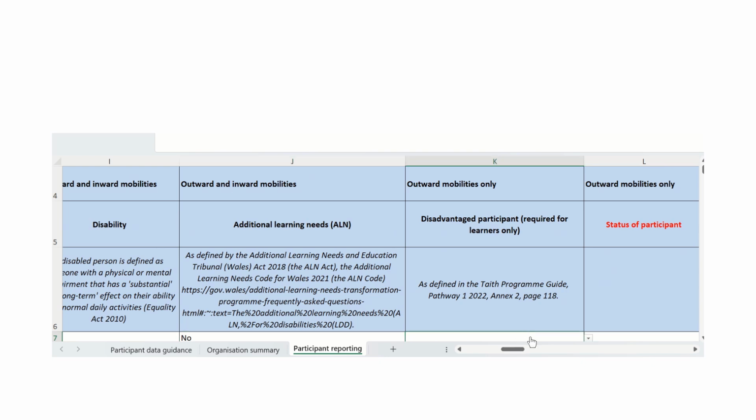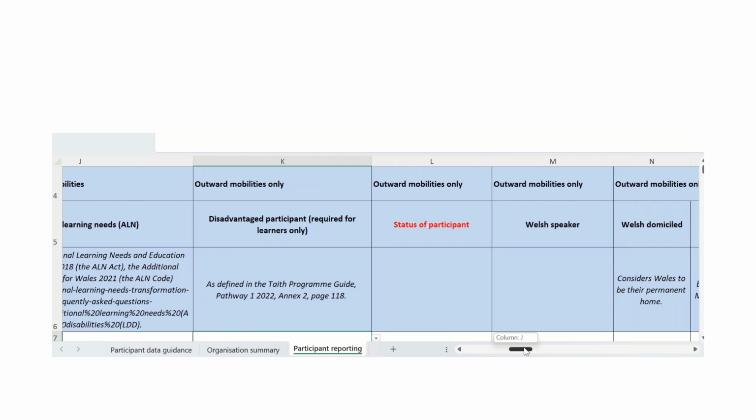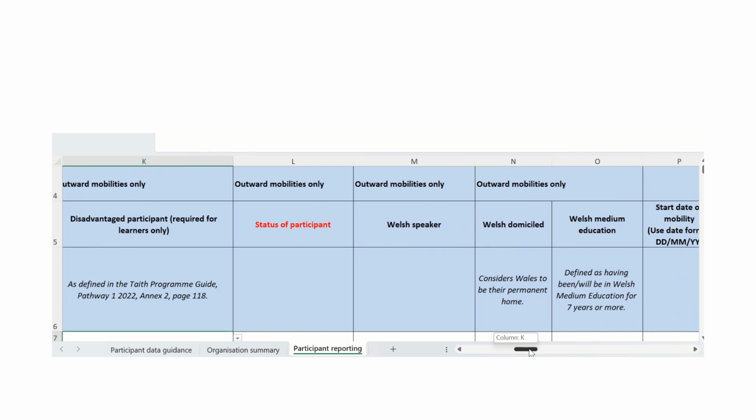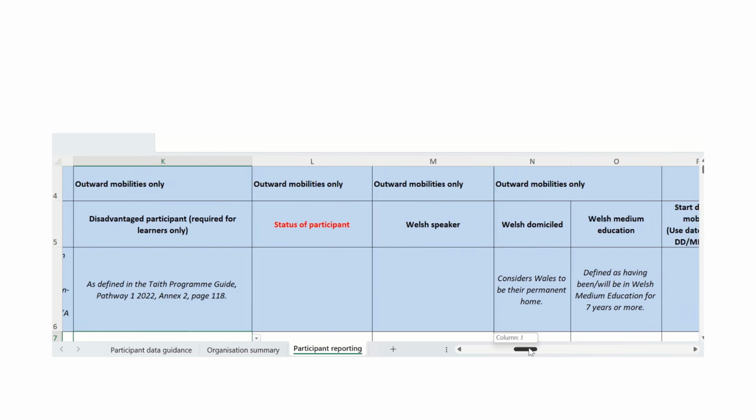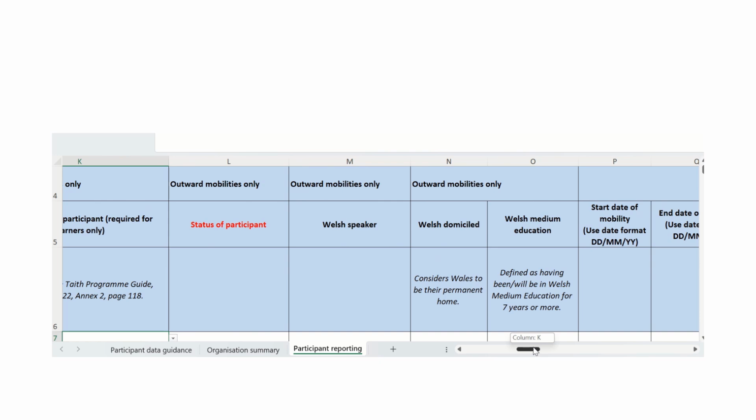And I won't enter anything for disadvantaged participants for 2 reasons. This is an accompanying person, and only learners qualify for this, and also it's for outward mobilities only, so I can disregard this column here. The same with status of participants, again, as this is for a schools participant, and again, it's for outward mobilities only. And again, the next few columns around whether they speak Welsh, Welsh domiciled, or their Welsh medium education are all only relevant for outward mobilities.